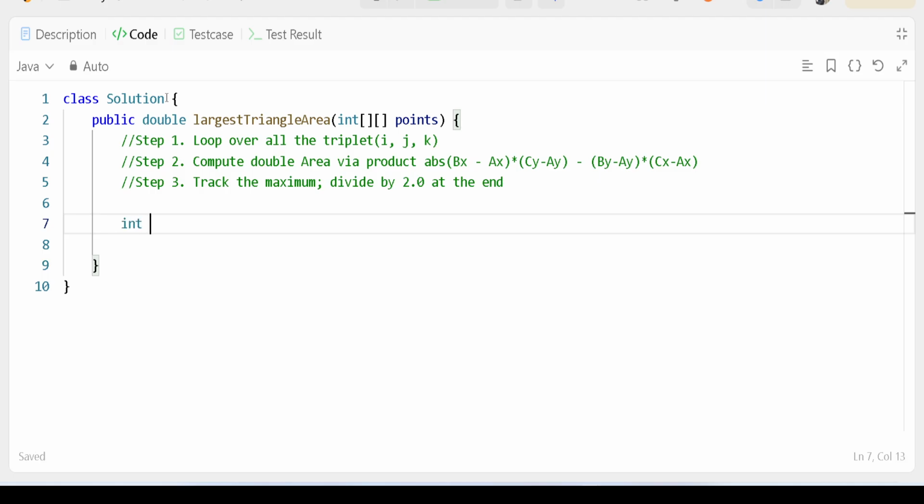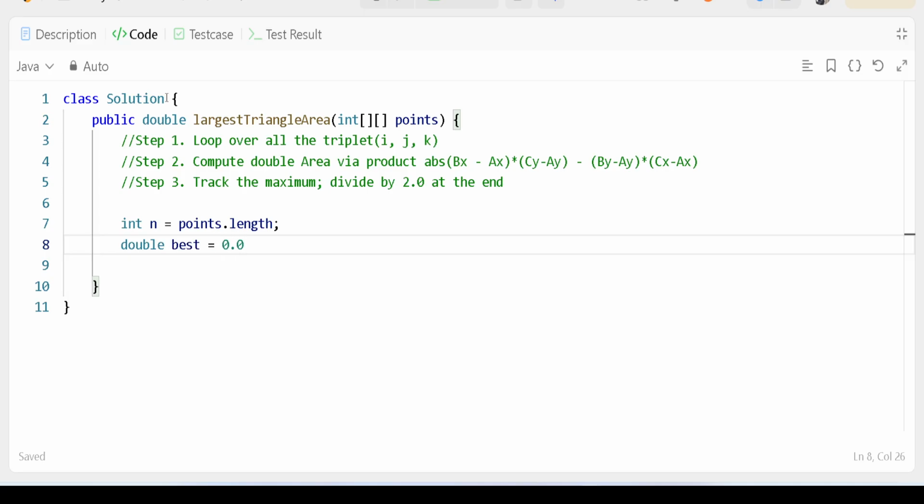Very first I will take n, and we'll say we have these points dot length, so we can get it. Then we take a double, and this is called our best, and best will become 0.0. Can we say that? And we'll take a for loop, as I told you. Very first we'll start int I from 0, and go while I is less than n, and I plus plus.